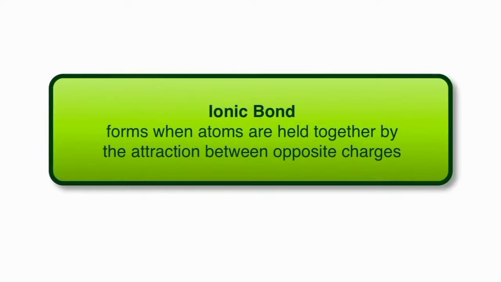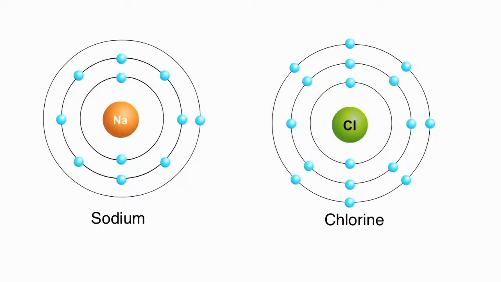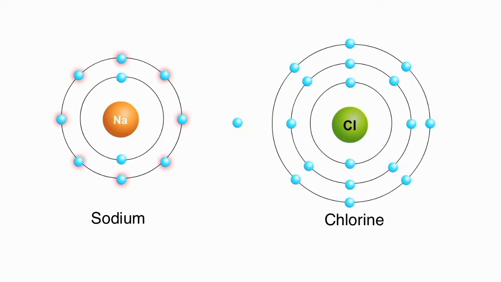An ionic bond forms when 2 atoms are held together by the attraction between opposite charges. The reaction between sodium and chlorine atoms is an example of how an ionic bond is formed. Since sodium has only 1 electron in its third shell, it has a tendency to give up that electron. Once it does, the remaining outer shell contains 8 electrons. This loss of an electron gives sodium a slightly positive charge.